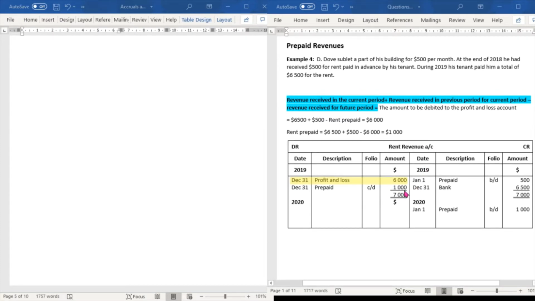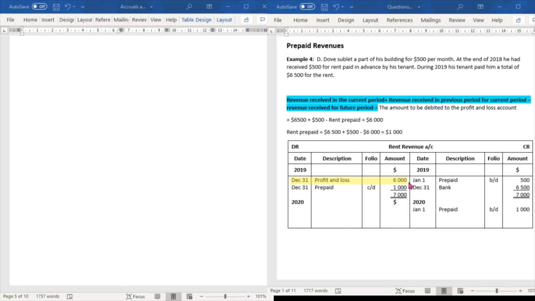Remember, you're starting the year with an amount that was prepaid. The tenant had prepaid his rent. So D-Dove owed the tenant that $500. So it is brought down on the credit side of the rent revenue account. Now, during the year, the tenant paid an additional $6,500. So that's a credit entry in the rent revenue account.